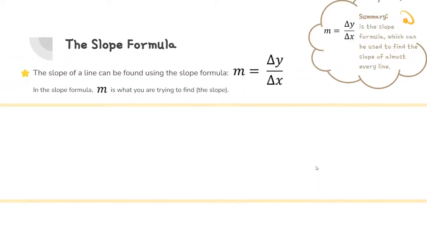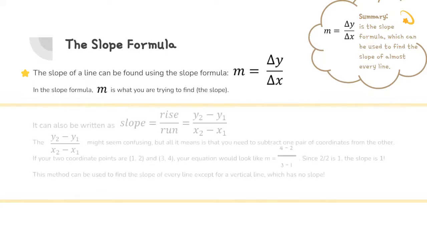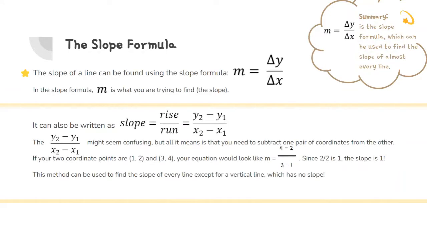The slope formula. The slope of a line can be found using the slope formula. And in this formula, m is what you're trying to find, the slope. This can also be written as slope equals rise over run, or slope equals y2 minus y1 over x2 minus x1. This might seem confusing, but all it means is that you need to subtract one pair of coordinates from the other. If your two coordinate points are (1, 2) and (3, 4), your equation would look like m equals (4 minus 2) over (3 minus 1).